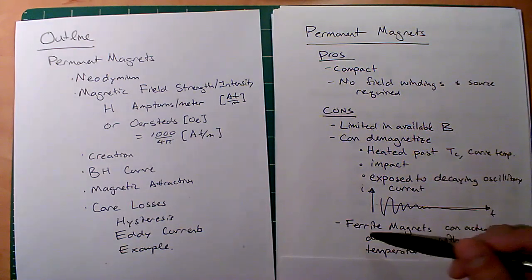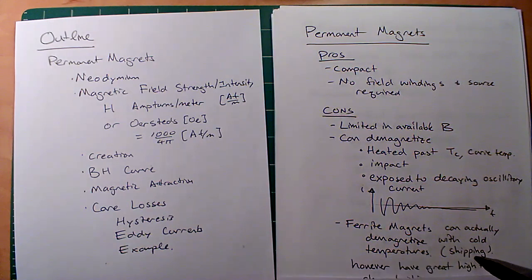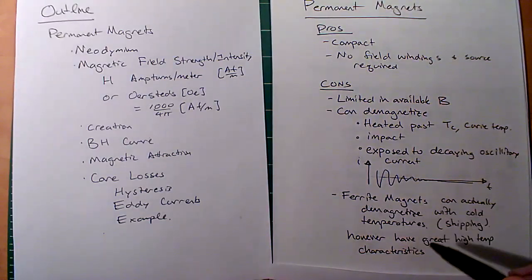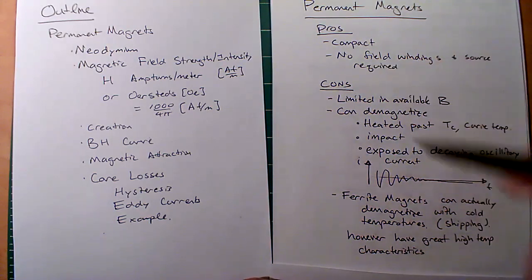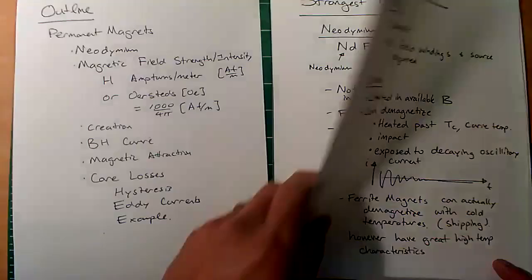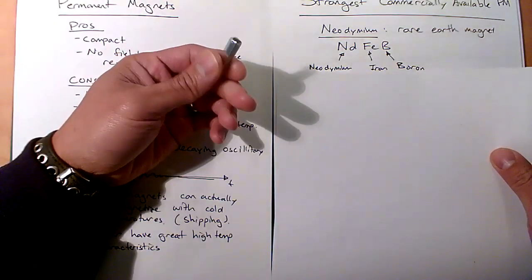Some interesting things about ferrite magnets is that they can demagnetize with cold temperatures. So if you're shipping magnets, you've got to make sure that the temperature is maintained in the operating range. However, ferrite magnets specifically have great high temperature characteristics. They're not like neodymium where they demagnetize as readily. Okay. All right, so the strongest commercially available are these neodymium.